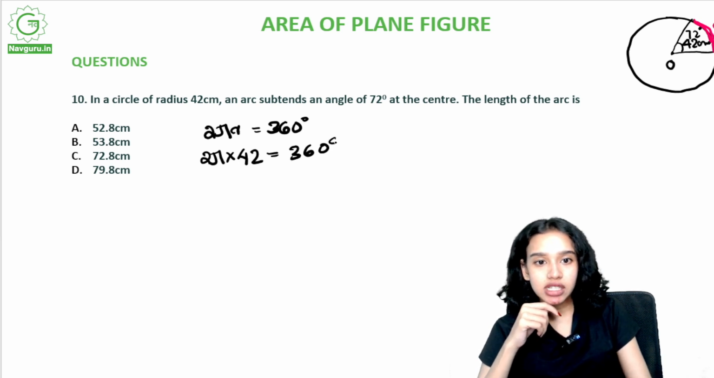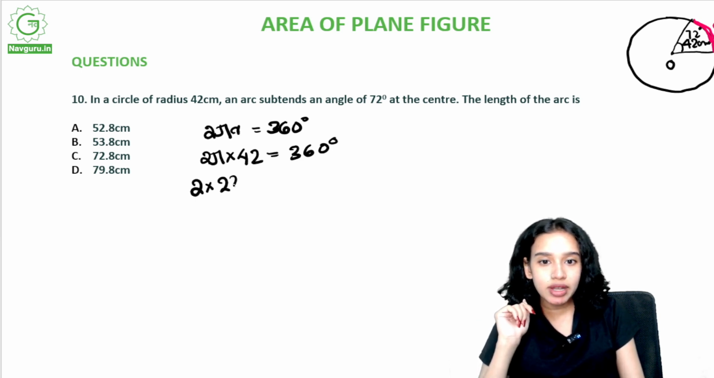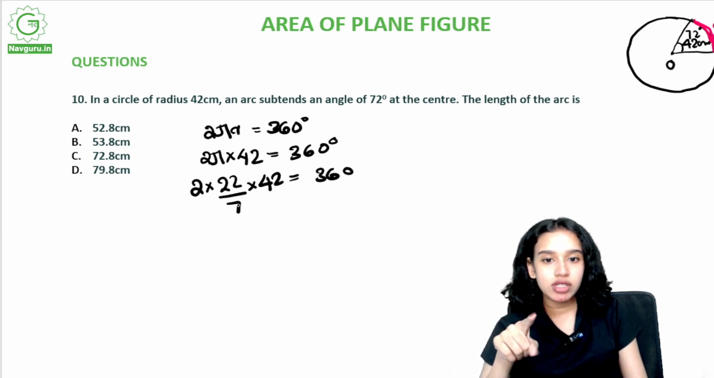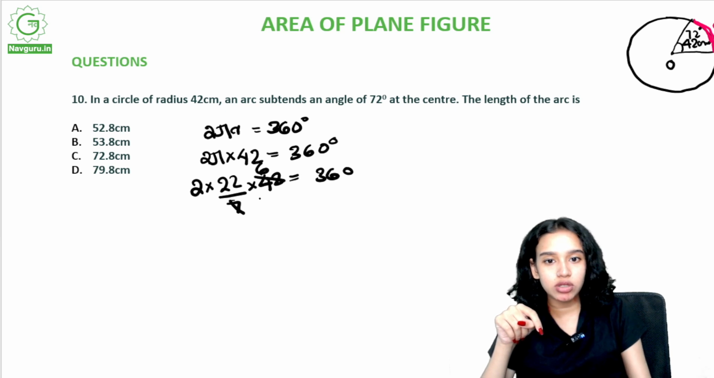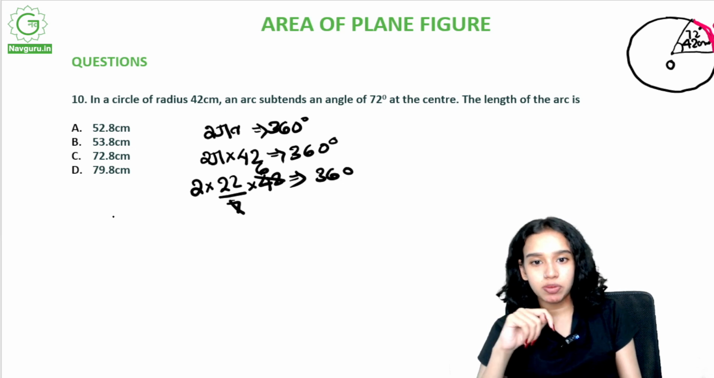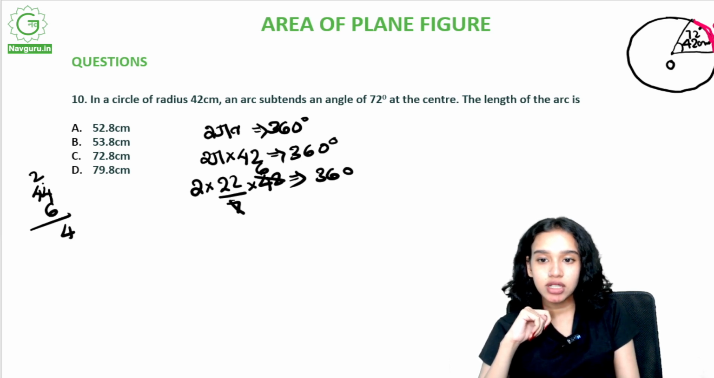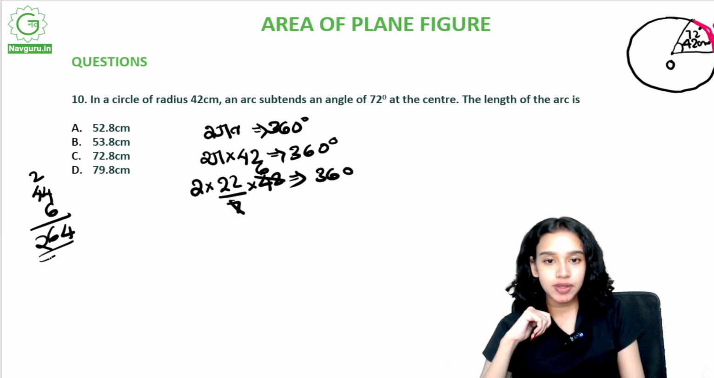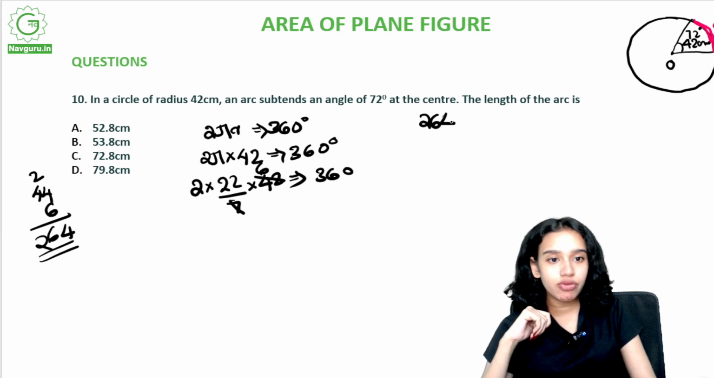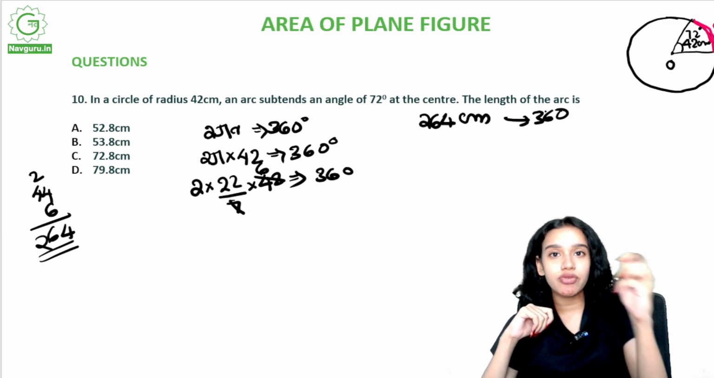360 degrees means how much is the perimeter which is covered in 360 degrees? It is 2 into 22 by 7 into 42. Now 6 sevens are 42. So this would cancel out into 6. So 22 into 2 is 44. 44 into 6. 6 4s are 24. 6 4s are 24 plus 2 is 26. So basically 264 centimeters have 360 degrees. Like if I'm rotating a full circle, it will cover 264 centimeter.